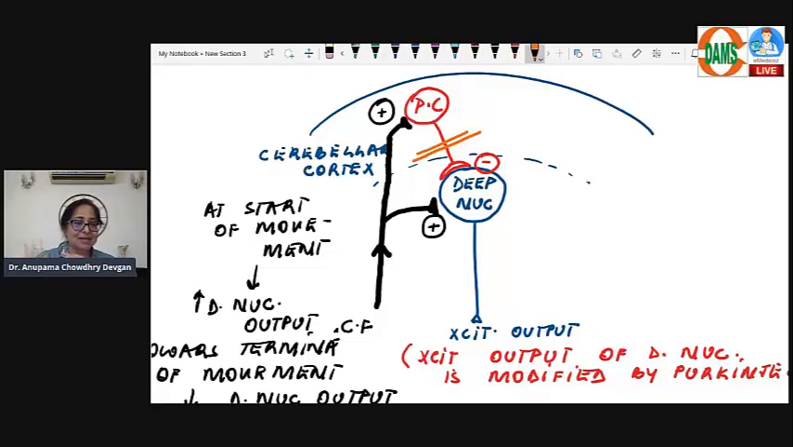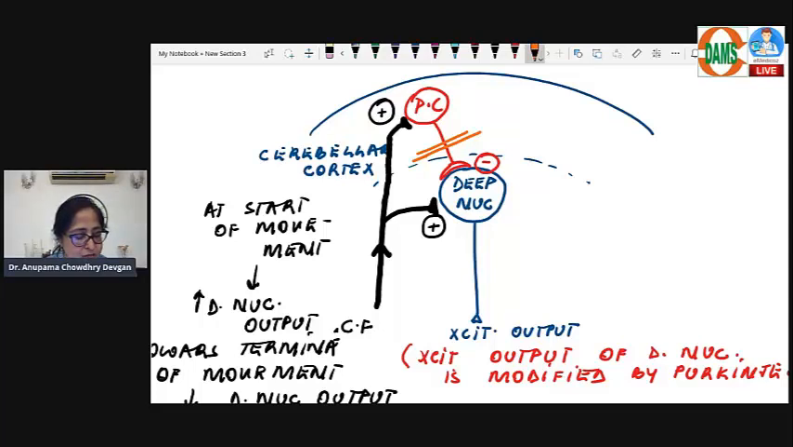Rebound phenomena, intention tremor. Why is there an intention tremor in a patient of cerebellar disease? As his hand approaches the object, there is overshoot. Then there is a visual correction which tries to bring the hand back, and that in turn results in another overshoot. So there is an intention tremor. What is an intention tremor? The tremor worsens as the hand approaches the object. Is that clear?